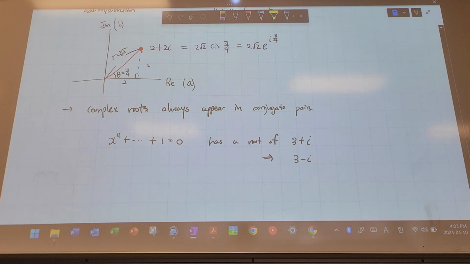Is 3 plus i and 3 minus i hypothetical for now? Yeah, I said 3 plus i hypothetically, and then I'm just saying that it's 3 minus i. The conjugate pair is a plus bi and a minus bi. It's a plus minus b.